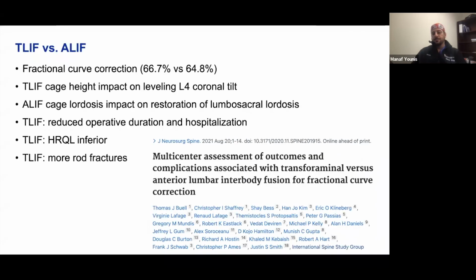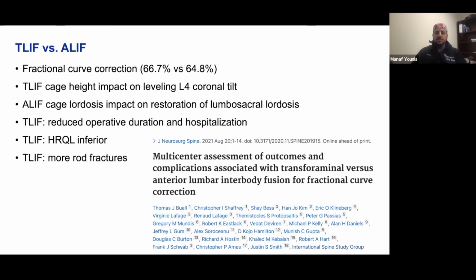A recent multicenter study by Buell et al. investigating the operative treatment of adult symptomatic lumbar scoliosis with L4 to S1 TLIF versus ALIF demonstrated also comparable mean fractional curve correction despite the use of significantly larger, more lordotic ALIF cages. TLIF cage height had significant impact on leveling of L4 coronal tilt, whereas ALIF cage lordosis had significant impact on restoration of the lumbosacral lordosis.